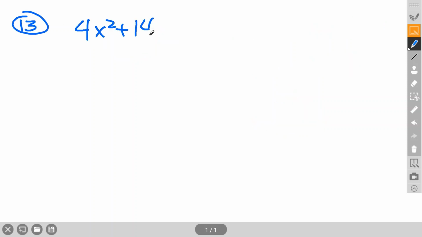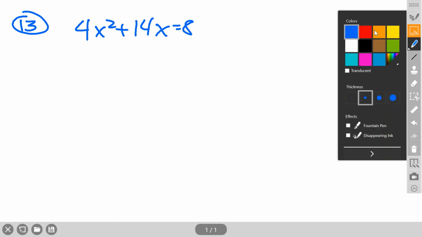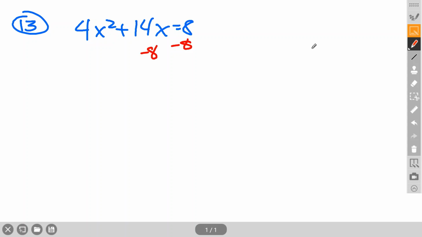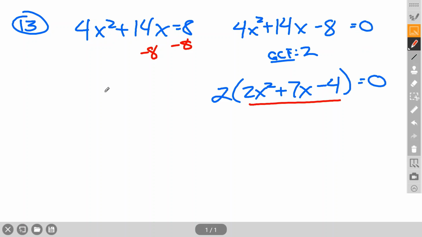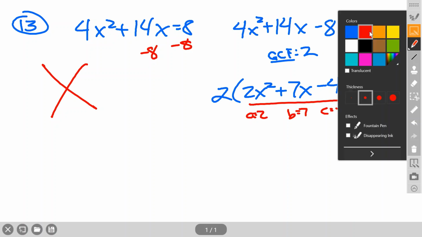4x squared plus 14x is equal to 8. Let's move the 8 to the other side. So 4x squared plus 14x minus 8 equals 0. Let's factor out the GCF. GCF is 2, so 2 comes out. We have 2x squared plus 7x minus 4. So now I need to factor this, which means setting up the x. Now since a is 2, I do have to do this the long way. I have to factor by grouping.